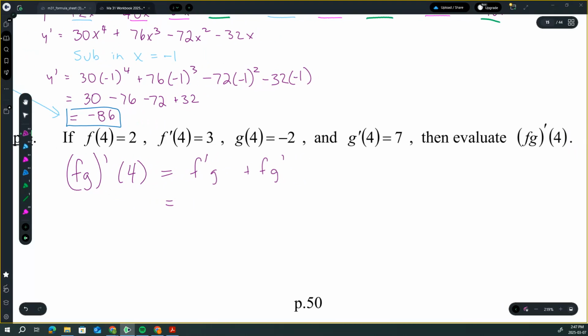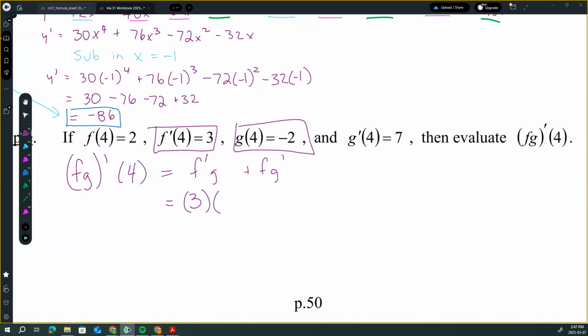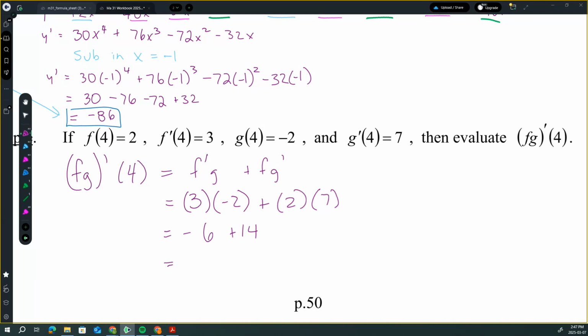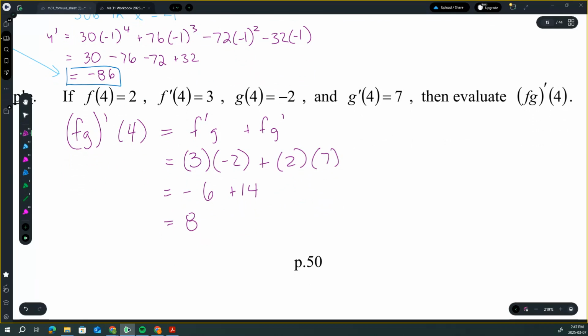Okay, so now we just take our values and substitute in. So I see f prime. We know that 4 is being substituted into this, so we're told that that is equal to 3. So 3 times, and then g of 4 is negative 2, plus f of 4 is 2, and then g prime of 4 is 7. So that gives us negative 6 plus 14, which is going to give us 8. There we go.